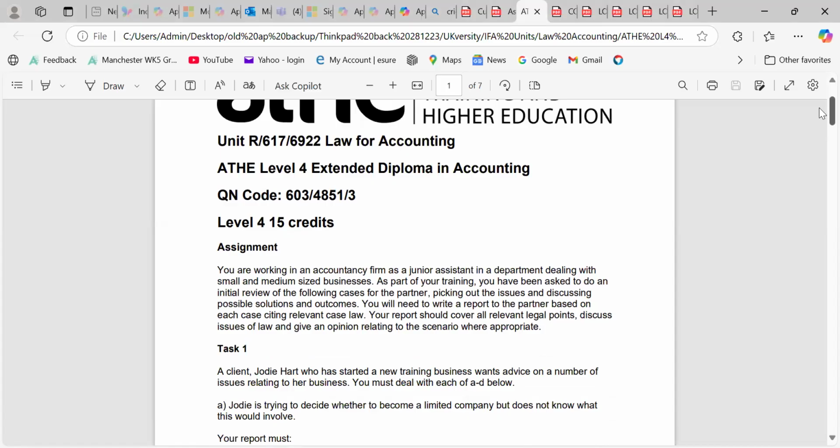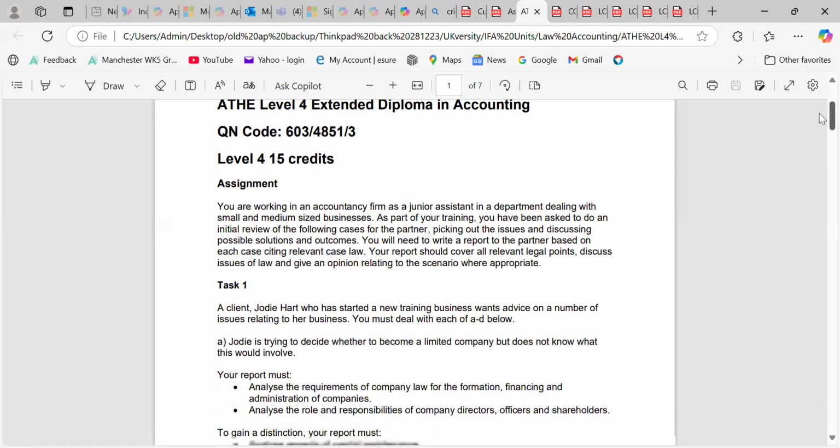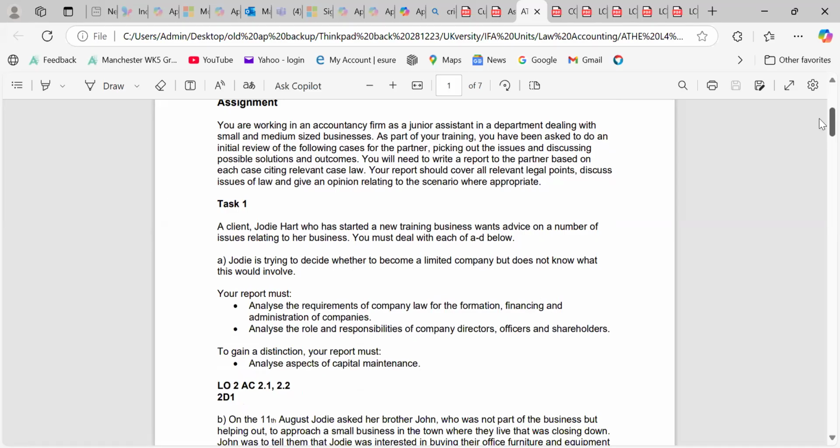And please make sure, whichever assignment you do, that you read the scenario which is already given in the assignment brief. So you're working in an accounting firm as a junior assistant in the department dealing with small and medium-sized businesses. Make sure you read this scenario as a part of your training. You have been asked to do an initial review of the following cases. So please go through these cases. You have a little scenario here.